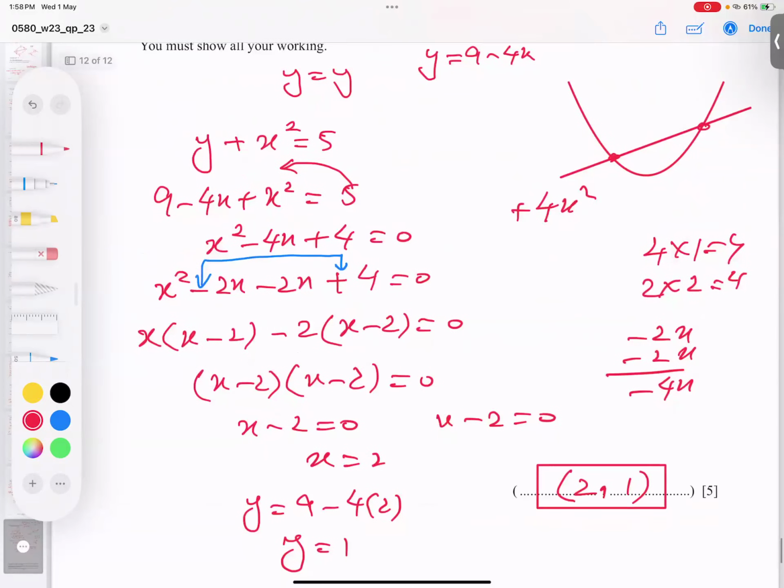And the paper is completely over. So please, as a teacher, I suggest that those questions you did wrong, please redo those questions. If you do not redo them, improvement will not come.